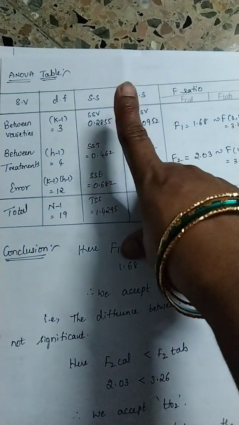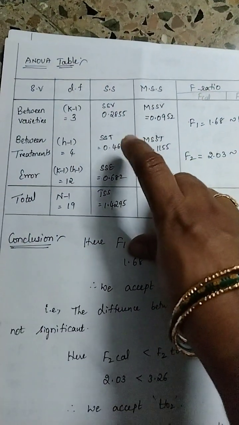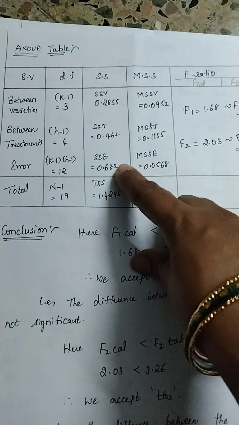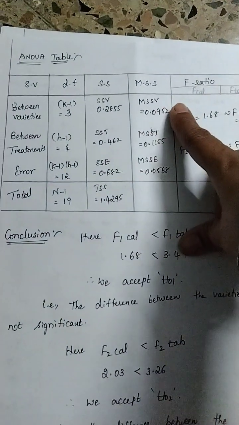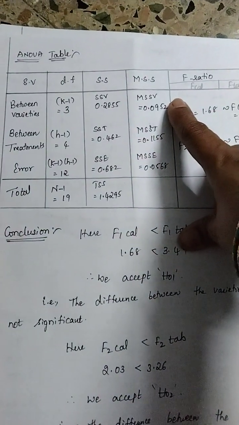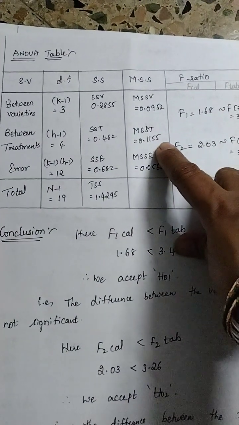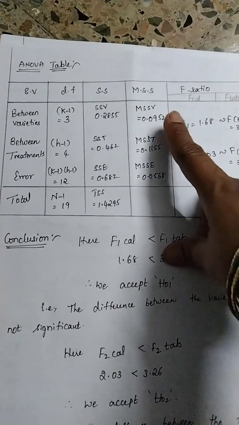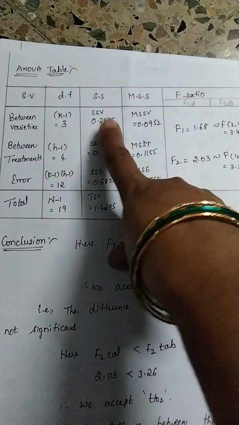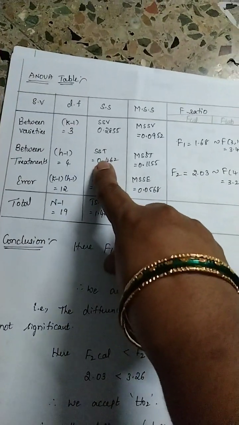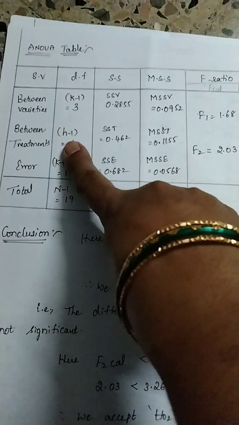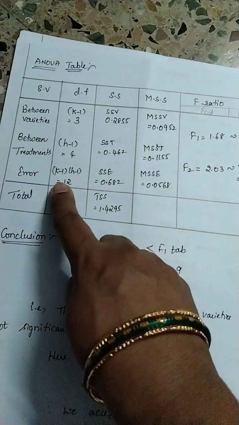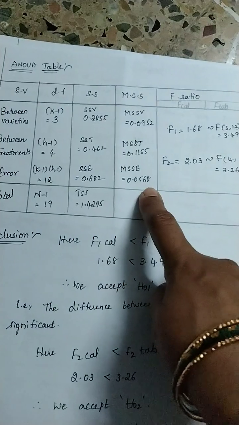The sum of squares due to varieties you write here, sum of squares due to treatments here, and sum of squares due to error here. And this will be the mean sum of squares due to varieties, the mean sum of squares due to treatments, and the mean sum of squares due to error. How are you going to get this? Sum of squares due to varieties by K minus 1, sum of squares due to treatments by H minus 1, sum of squares due to error divided by K minus 1 into H minus 1. You are going to get the mean sum of squares.